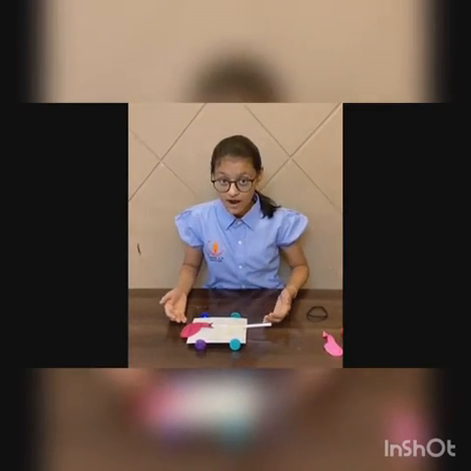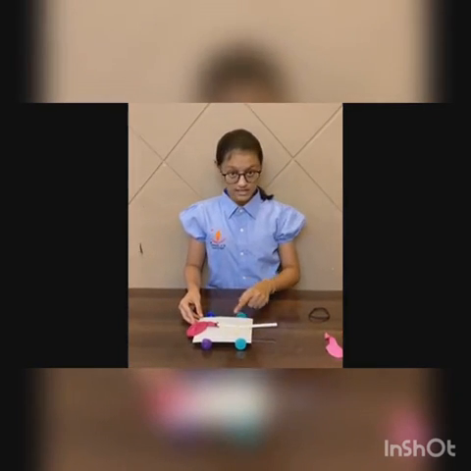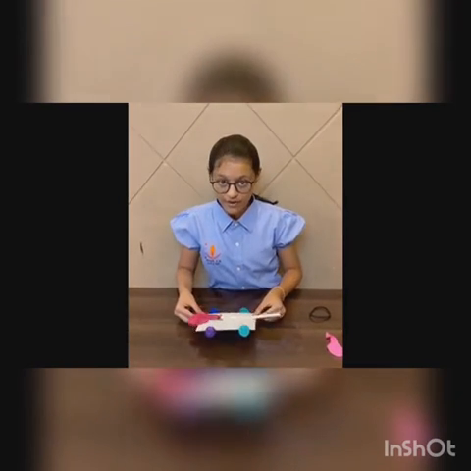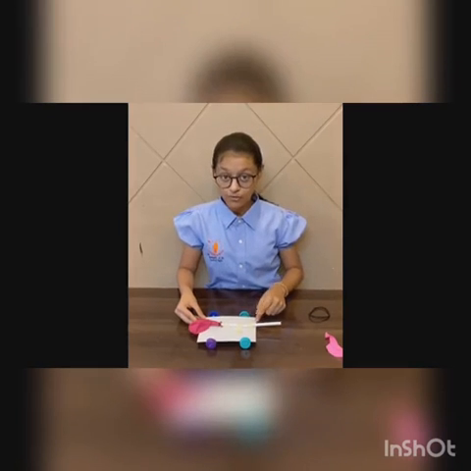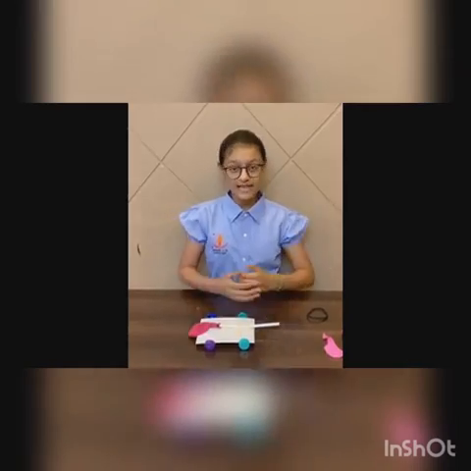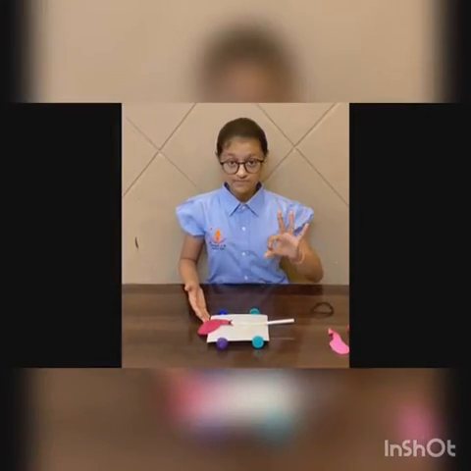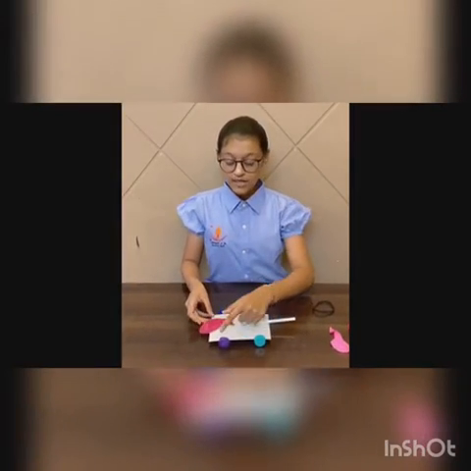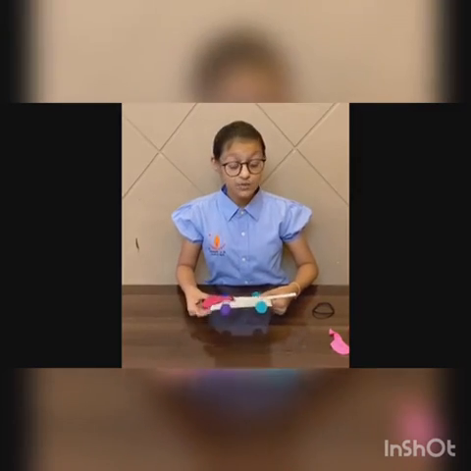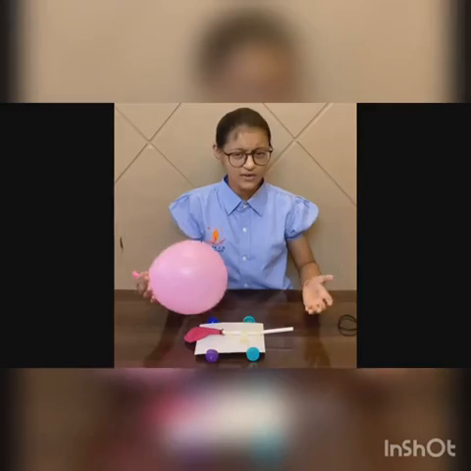The materials required to build a mini model of a balloon-powered car are 4 bottle caps, 4 pen ink reservoirs, an 8x6-inch mount board or a cardboard, a straw, black thread, a rubber balloon, and some tape. A balloon-powered car consists of 3 main parts: the body of the car, the wheels of the car, and the axles, which connect the wheels to the body and allow the wheels to spin. Have you ever blown up a balloon and then just let it go without tying it shut?